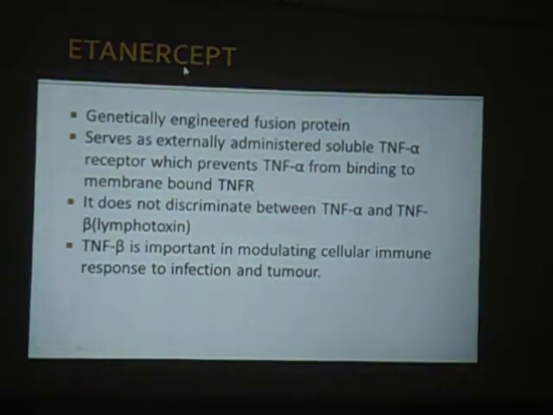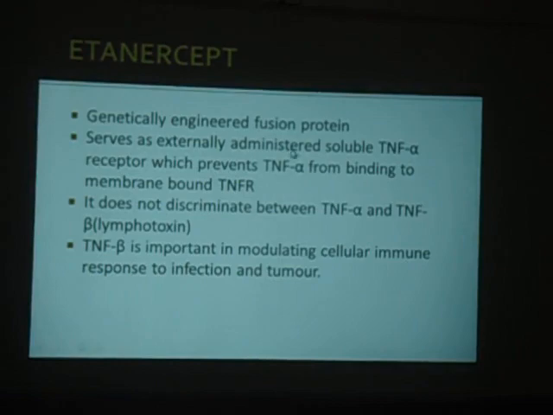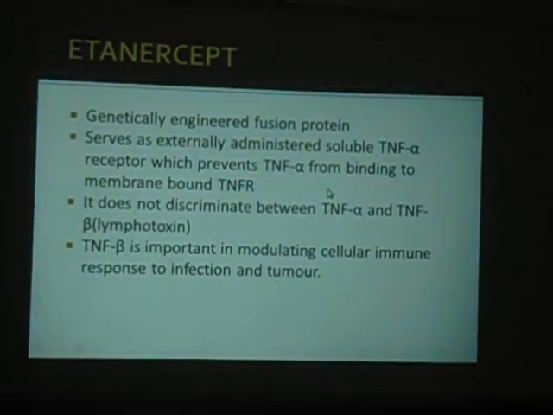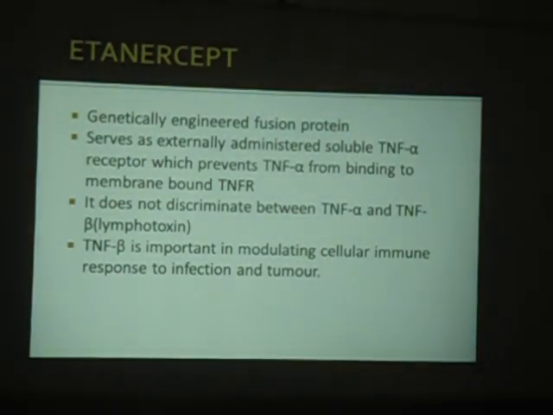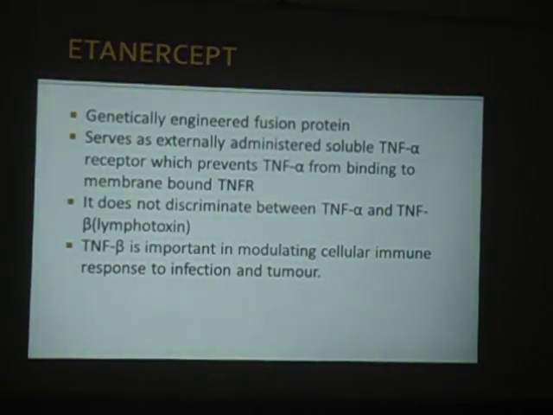It is basically acting against TNF alpha. It is a genetically engineered fusion protein. It serves as an externally administered soluble TNF alpha receptor, which prevents the TNF alpha from binding to the membrane-bound TNF alpha receptor. The negative point here is it does not discriminate between TNF alpha and TNF beta. What TNF beta does in the body, in normal function, is helpful for the body. This is the TNF beta which can cause cellular immune response to infection.